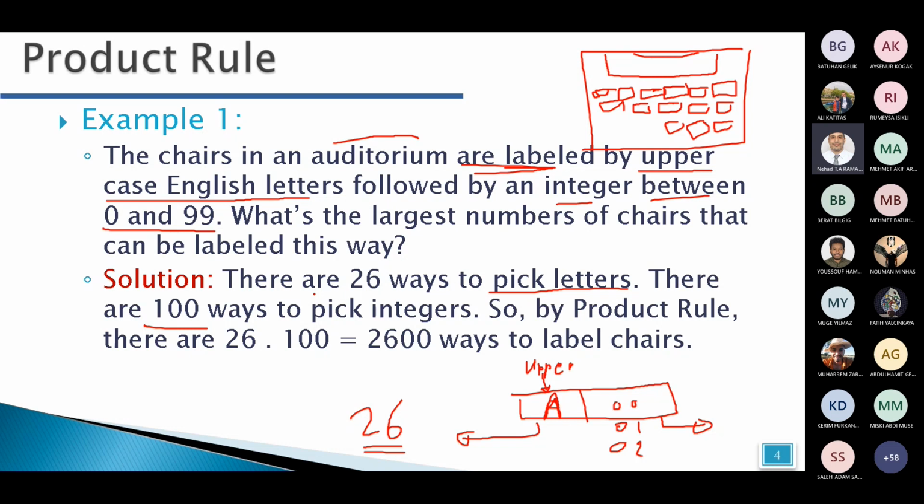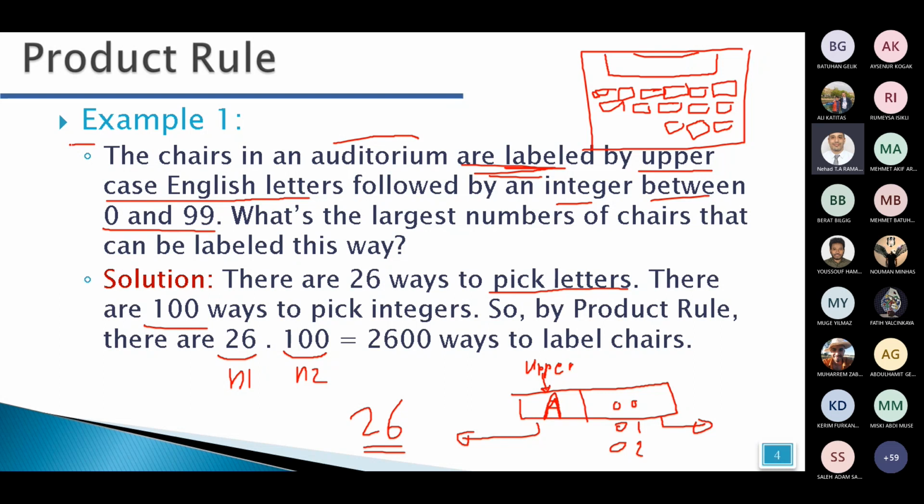It's 100 ways. So to do the whole procedure, which is to label the chairs, we have 26 ways, which is N1, to choose the letter, multiplied by 100 ways to choose the integer. So the result is 2,600 ways to label the chairs.